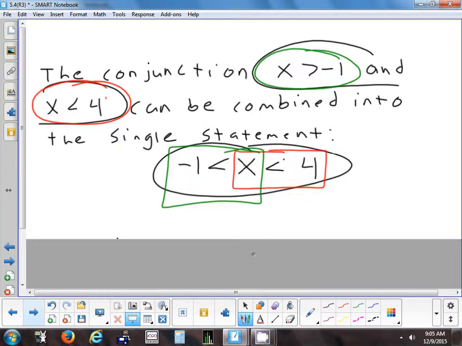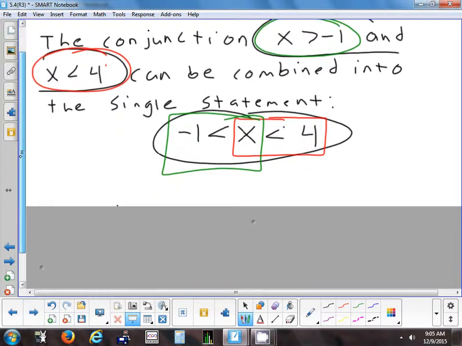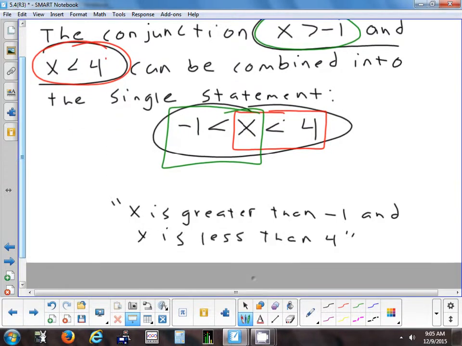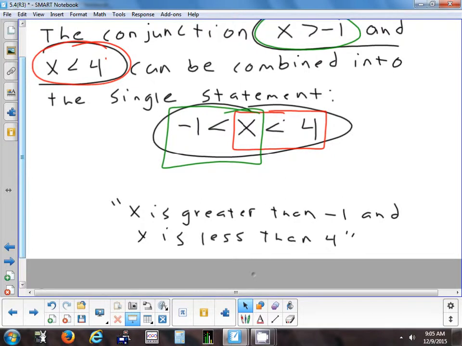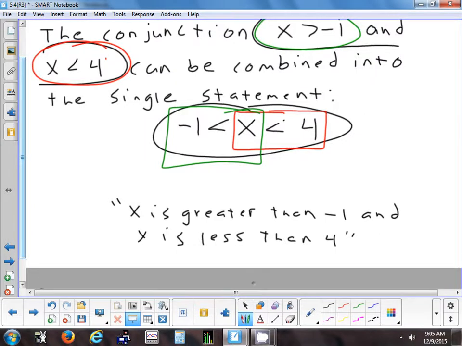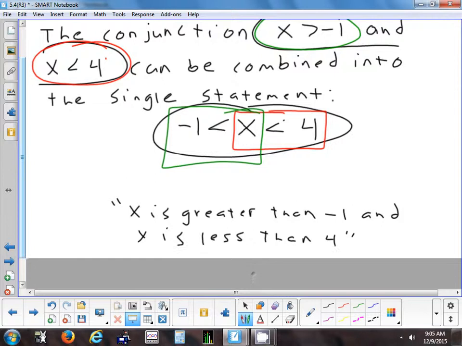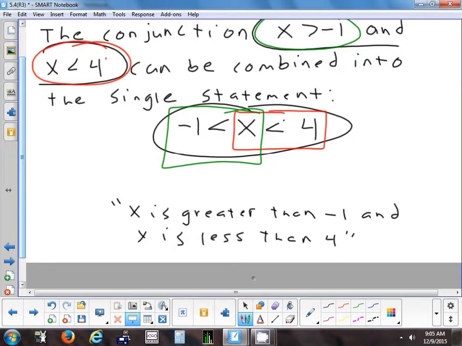Guys, when you do that, you see there are two different numbers there, -1 and 4. There's only one variable, but two inequality signs. When you split it, you have to have a different number and a different inequality sign, but the same variable. That's how you split it. Usually you can split it right down the middle like Mr. Hager just did. And again, the way you read this is x is greater than -1 and x is less than 4.